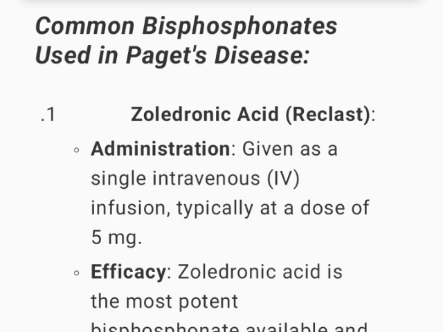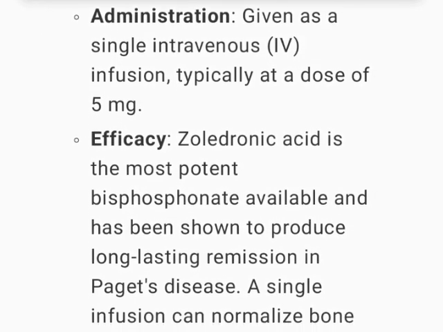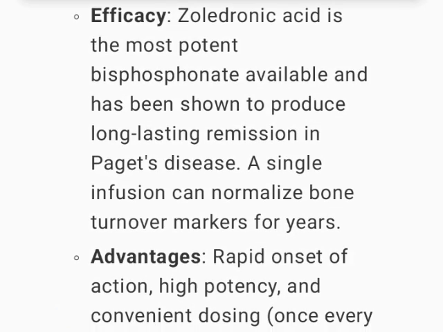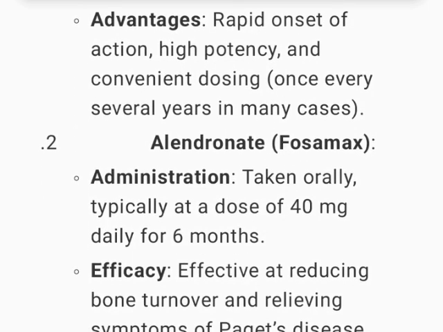1. Zoledronic acid, Reclast. Administration: given as a single intravenous, IV, infusion, typically at a dose of 5 milligrams. Efficacy: zoledronic acid is the most potent bisphosphonate available and has been shown to produce long-lasting remission in Paget's disease. A single infusion can normalize bone turnover markers for years. Advantages: rapid onset of action, high potency, and convenient dosing, once every several years in many cases.